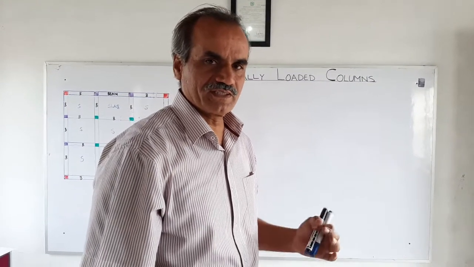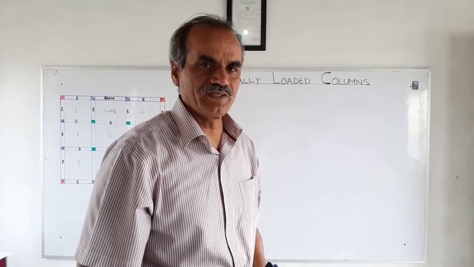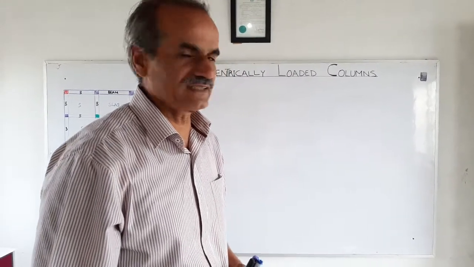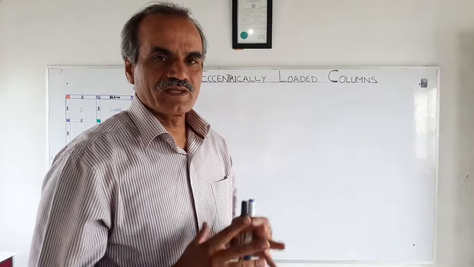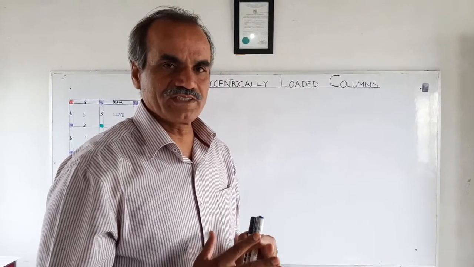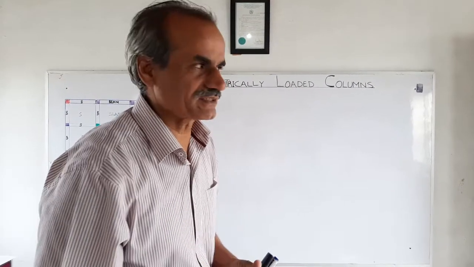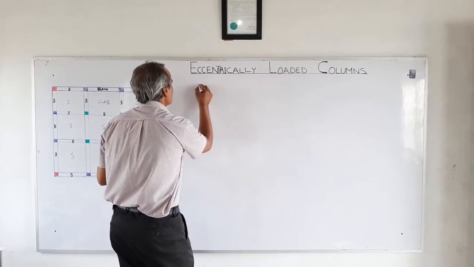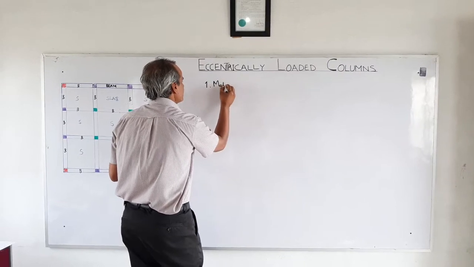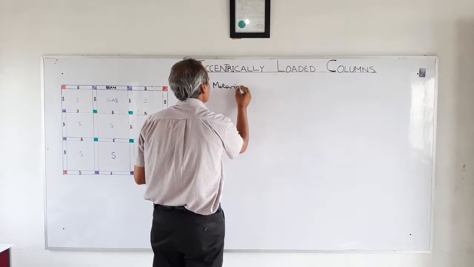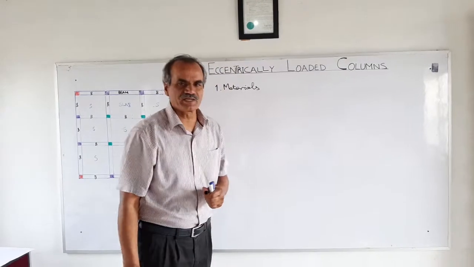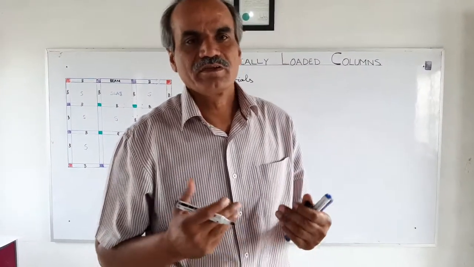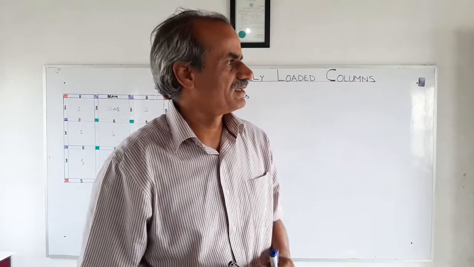Before we start with the eccentrically loaded columns, we need to look at how columns are categorized. While categorizing the columns, we see them from different angles. The first can be the materials. With respect to materials, columns can be brick columns, reinforced columns, PCC columns, metal columns, steel columns, and so on.